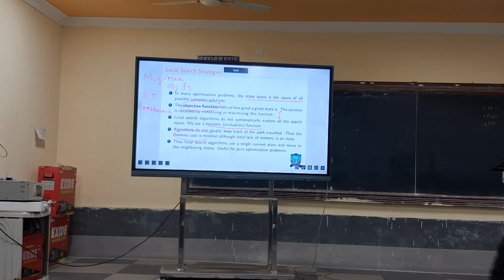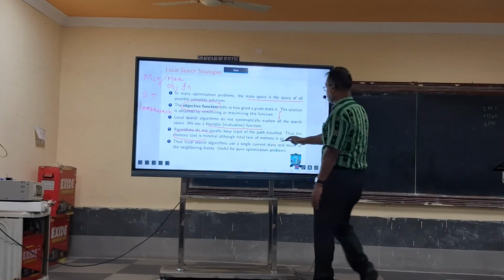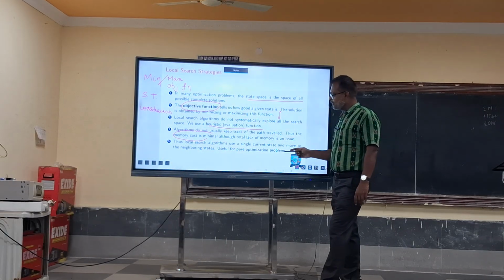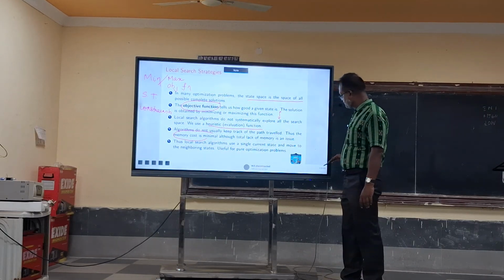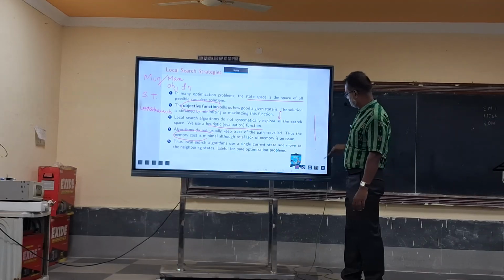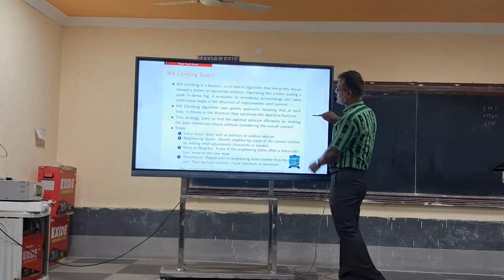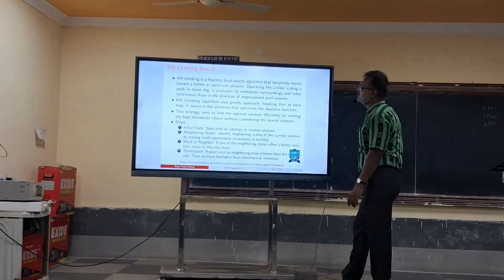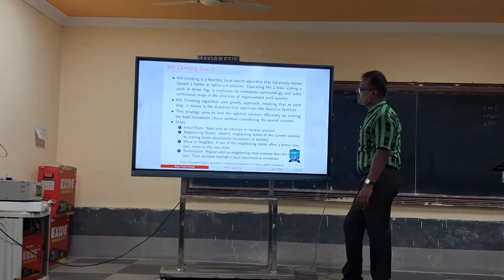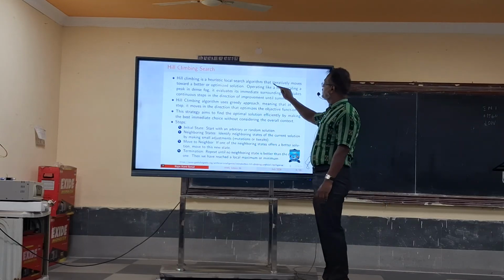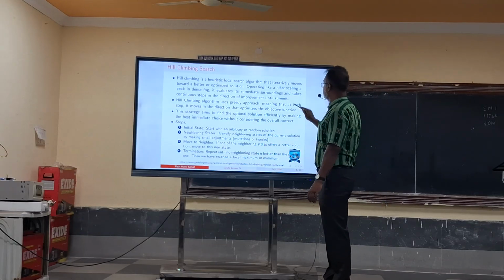The local search algorithms use a single current state and move to a neighboring state. Useful for pure optimization problems. One of such local search methods is hill climbing search. Hill climbing is a heuristic local search algorithm that iteratively moves towards a better optimal solution.